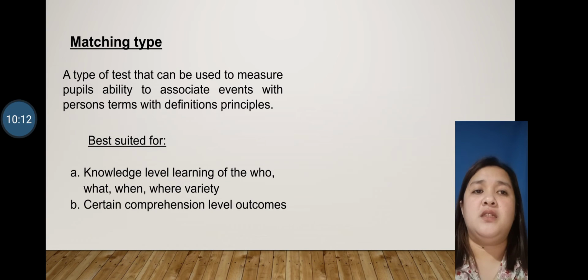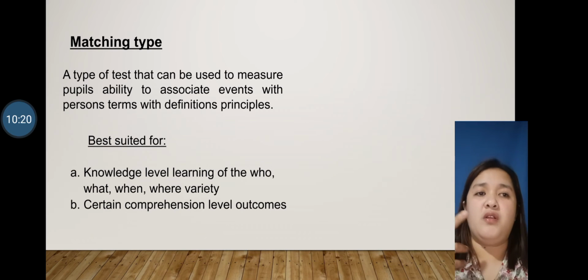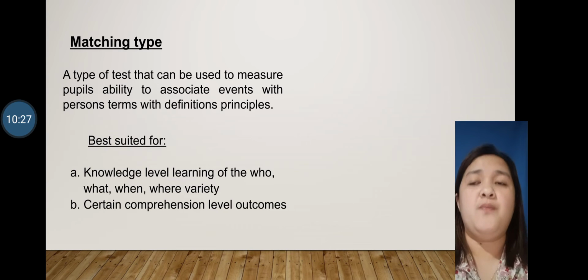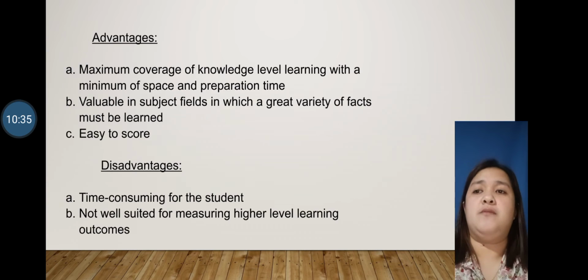In the traditional format, the matching type consists of two columns. One column consists of problems to be answered, then the other column contains the answers. So the student is required to make some sort of association between each premise and its answer.